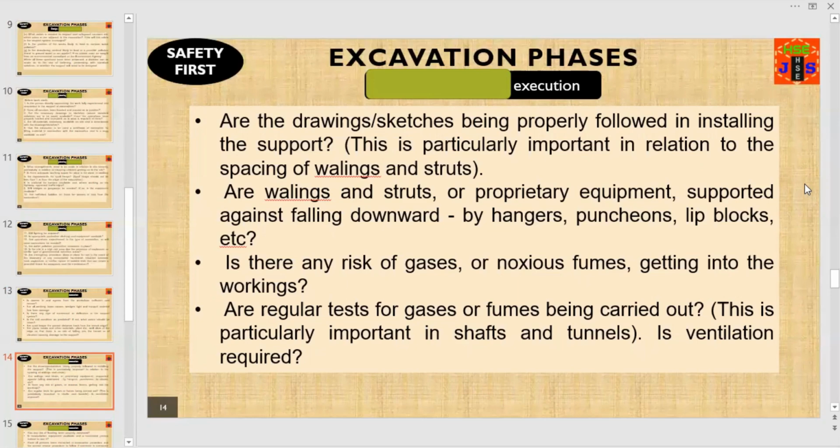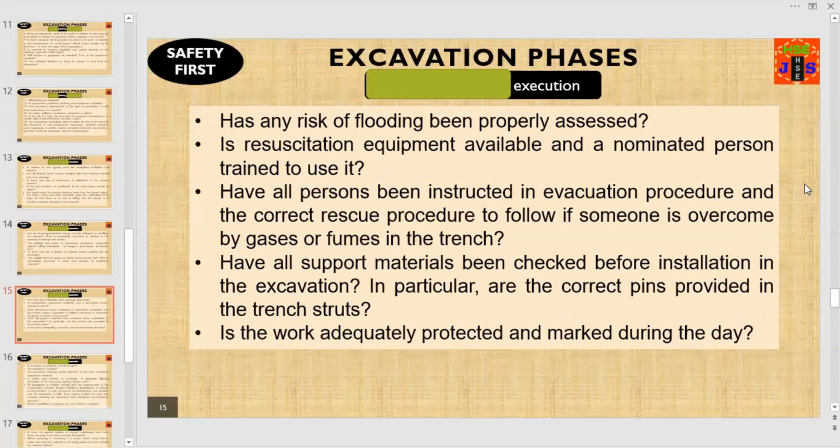This is particularly important in shafts and tunnels. Is ventilation required and available? Has any risk of flooding been properly assessed? Is resuscitation equipment available and a nominated person trained to use it?